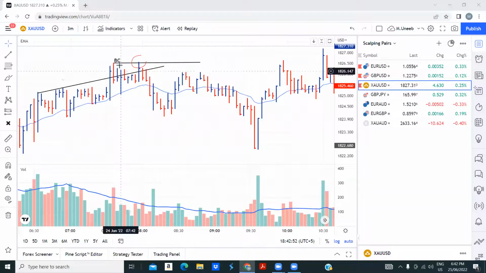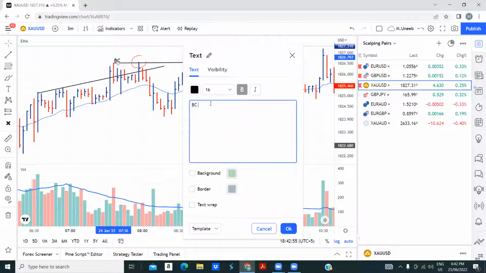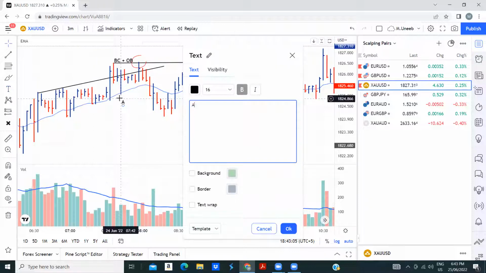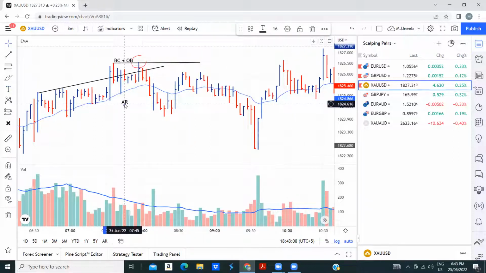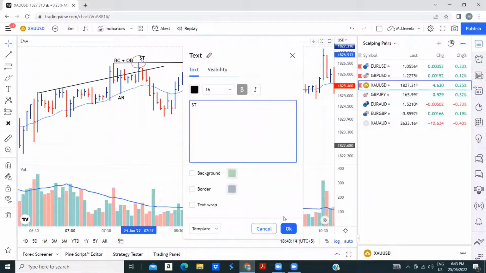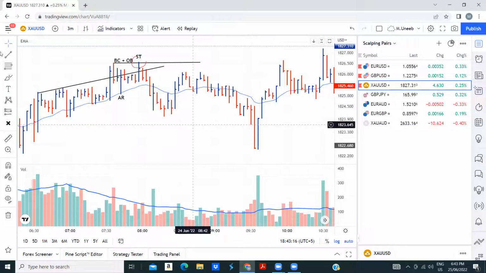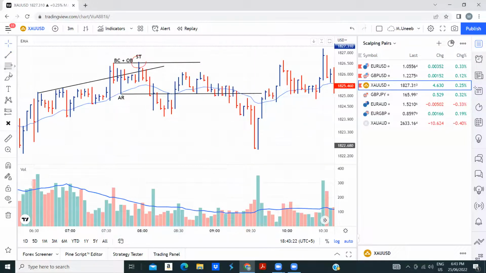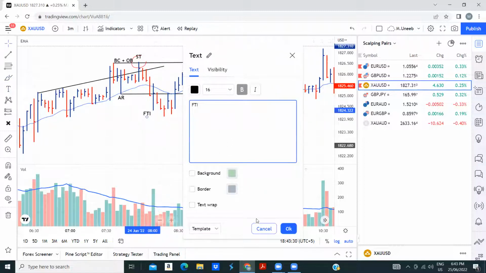So this is buying climax plus overbought, right? This one returns back to the trading channel, as you know. This is what? AR, right? This is what? Secondary test. Okay. After secondary test, this is what? Can you tell me? FTI. Am I right? Yep, correct.